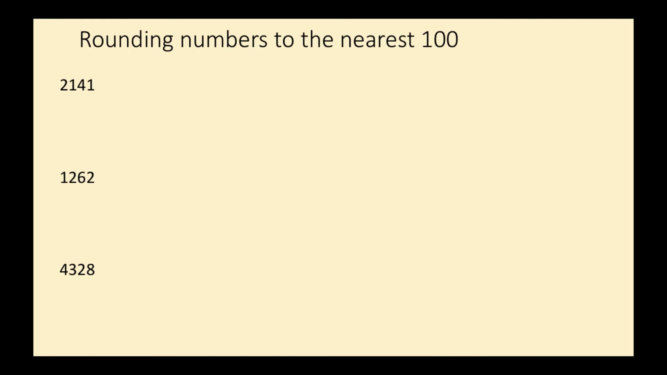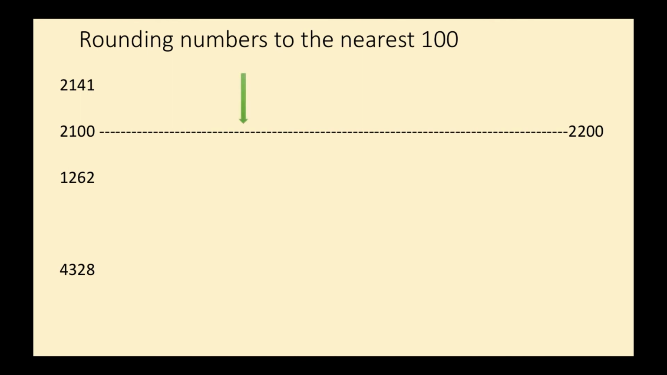Okay, let's look at these numbers. We still have numbers rounding to the nearest 100, but now we're looking at numbers in their thousands. So 2,141 must be between 2,100 and 2,200. So remember, it's the 100 part we're looking at. 2,141 is lower than 2,150. So 2,150 probably would be about there. So my arrow probably could have been a bit further over, but just as an estimate anyway, 2,100.